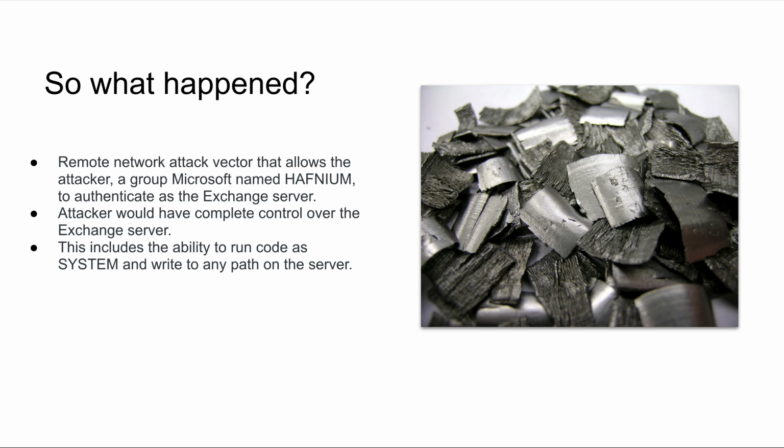3 additional vulnerabilities were also identified as part of this activity. When chained together, along with for initial access, the attacker would have complete control over the Exchange server. This includes the ability to run code as system and write to any path on the server. A temporary mitigation for these vulnerabilities from external threats is restricting access to Outlook web services, such as placing its server behind a VPN. This does not, however, prevent an internal attacker from exploiting the vulnerability.